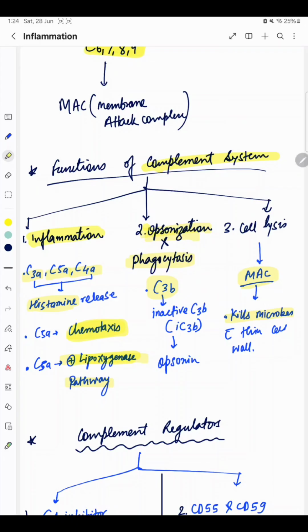Another function of complement system is opsonization and phagocytosis. C3b, particularly inactive C3b, acts as an opsonin and stimulates phagocytosis. Cell lysis: membrane attack complex is responsible for killing the microbes with thin cell wall.